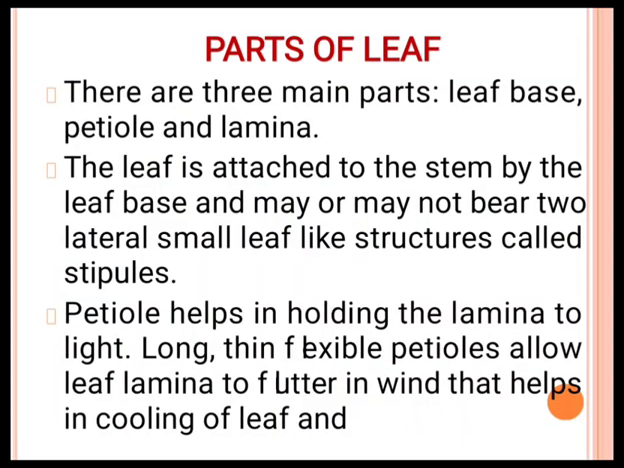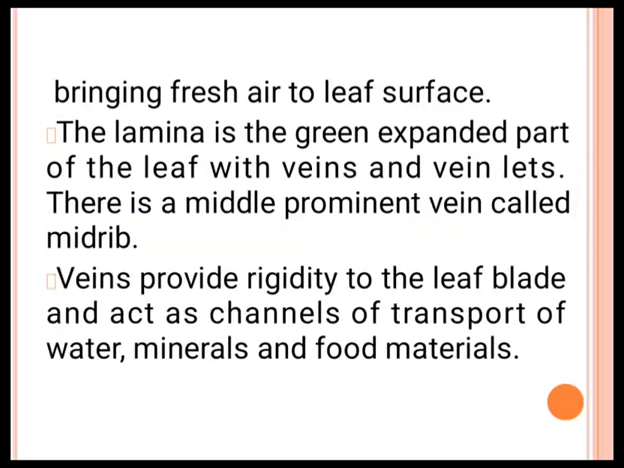Parts of leaf. There are three main parts of the leaf: leaf base, petiole and lamina, which you observed in the previous slide. The leaf is attached to the stem by the leaf base and may or may not bear two lateral small leaf-like structures called stipules. Petioles help in holding the lamina to light. Long, thin, flexible petioles allow the leaf lamina to flutter in wind, which helps in cooling of the leaf and bringing fresh air to the leaf structures.